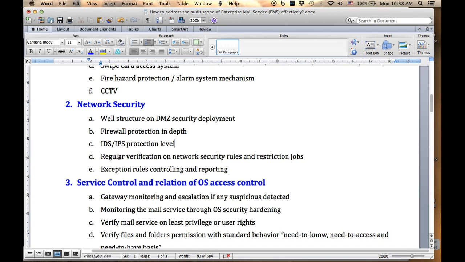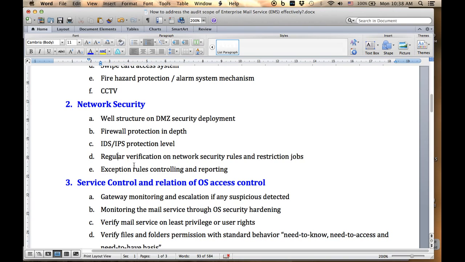So the next is regular verification on network security rules and restriction jobs. This is involved with IT security. So we need to obtain the paper, what is the IT security plan to restrict, what is a network security environment.